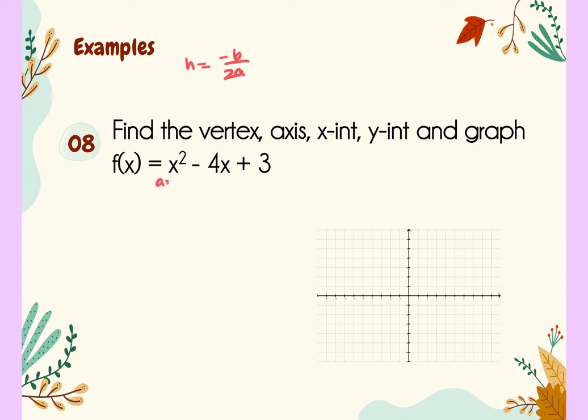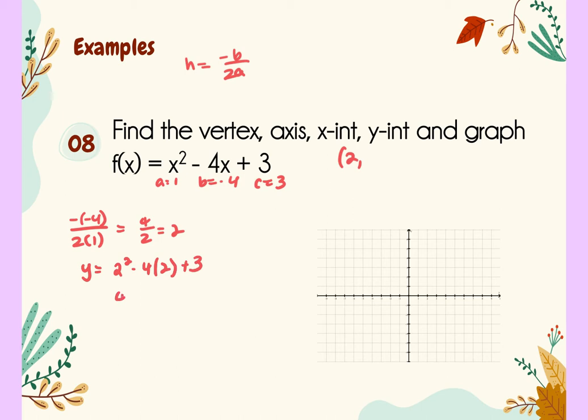So my a is 1, my b is negative 4, and my c is 3. Negative 4 over 2 times 1 is 4 over 2, which is 2. And that's the x coordinate of my vertex. And then I plug it back in to find the y. So y equals 2 squared minus 4 times 2 plus 3. 4 minus 8 plus 3, negative 4 plus 3, which is negative 1. That's the vertex.